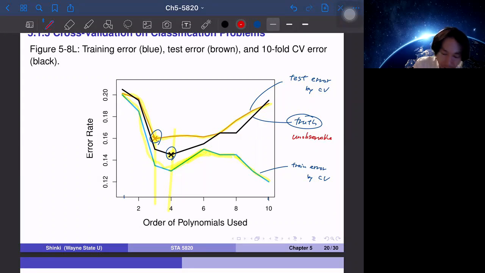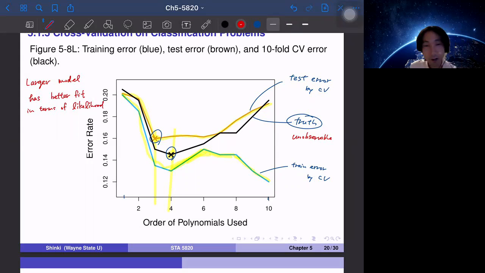Okay, so the larger model has a better fit in terms of MLE likelihood, but not necessarily for the error rate.